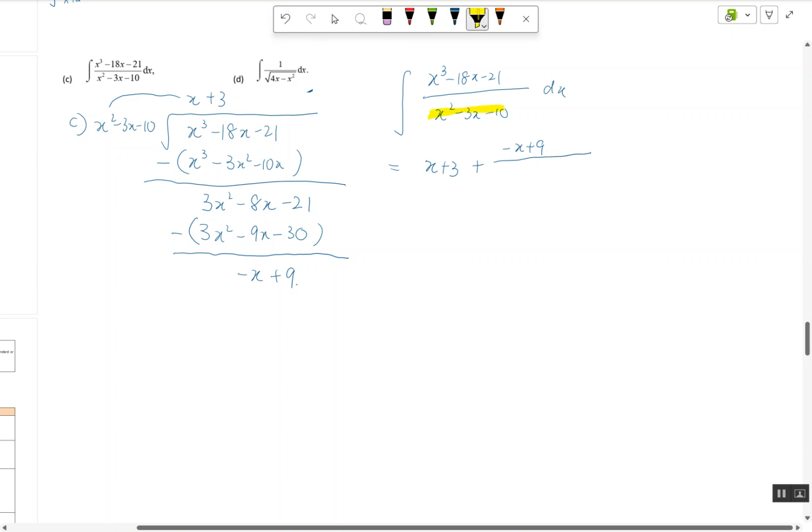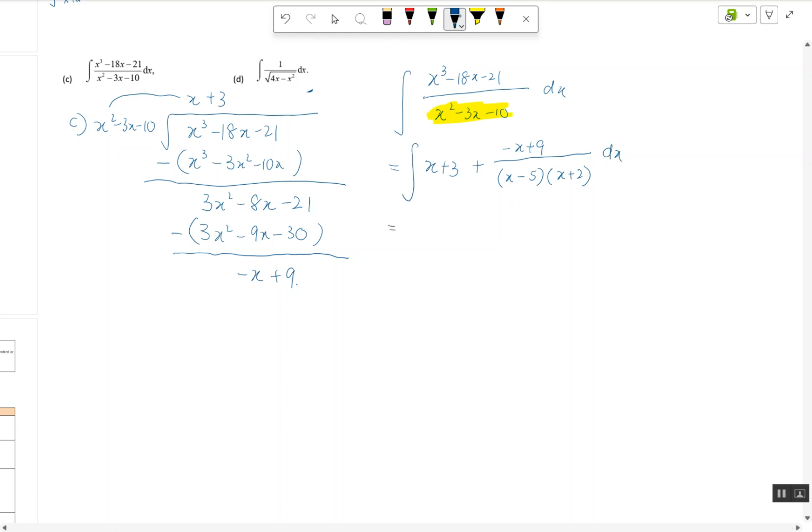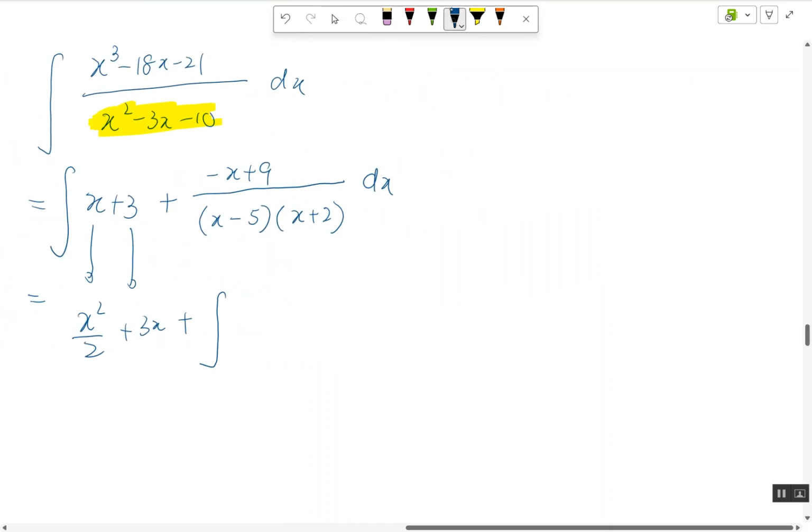So now you look at the divisor. Can the divisor be factorized? Yes, it can: x minus 5, x plus 2. Okay, so the good thing is now we can make this into a partial fraction. So the integral sign is going to be here, dx. First, I can integrate x, I'm going to get x squared over 2. Integrate 3, I'm going to get 3x, plus the integral of, for this guy, we have to do partial fraction by saying that negative x plus 9 over (x minus 5)(x plus 2) equals A over x minus 5 plus B over x plus 2.